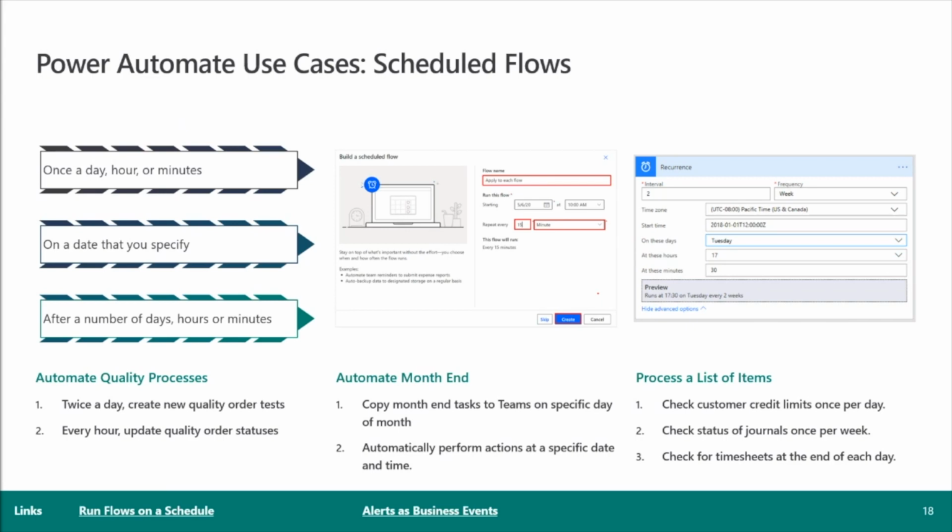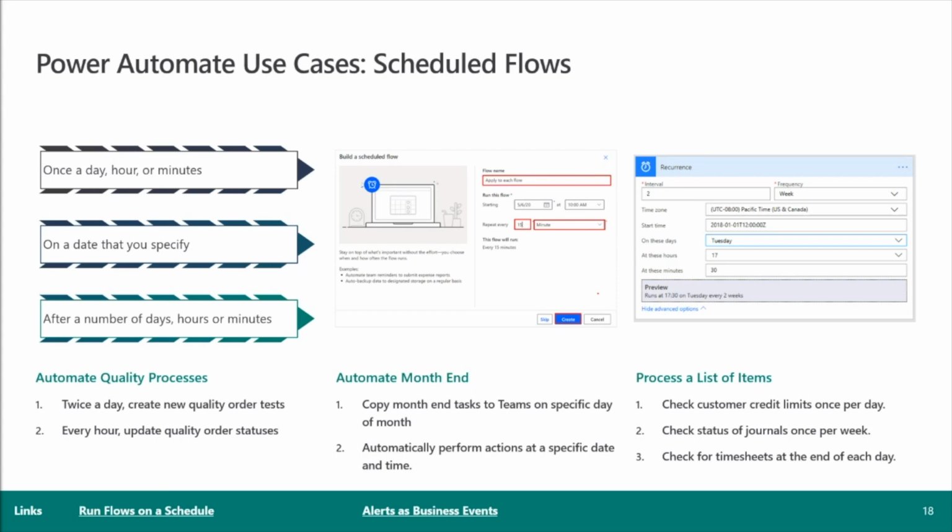Some other examples are automating month-end processes. It's not uncommon that finance teams will have very repetitive tasks that happen during month-end. So one example is to copy all of your month-end checklist items from the financial period close workspace out to a team site or to a planner on a specific day of the month. Or we might want to automatically perform an action. So I might want to run a particular report, or copy data or post journals on a specific date and time.